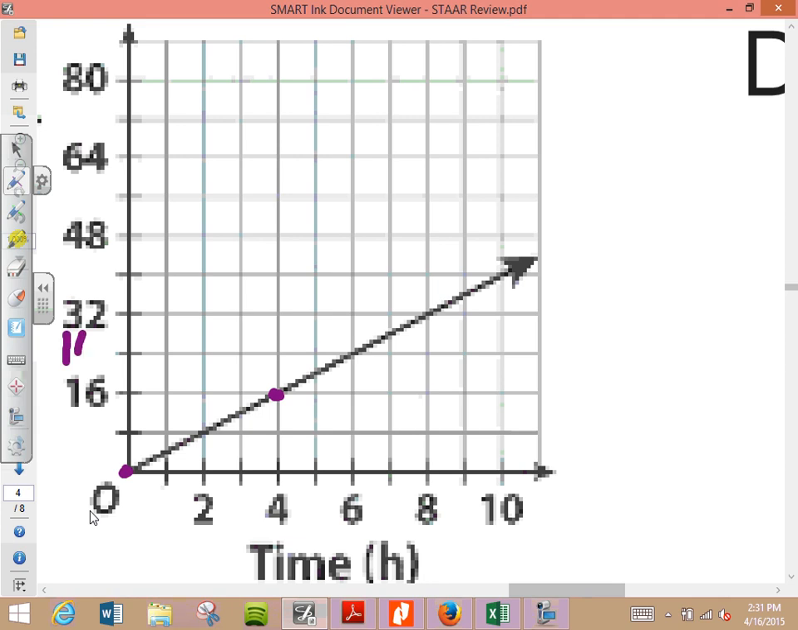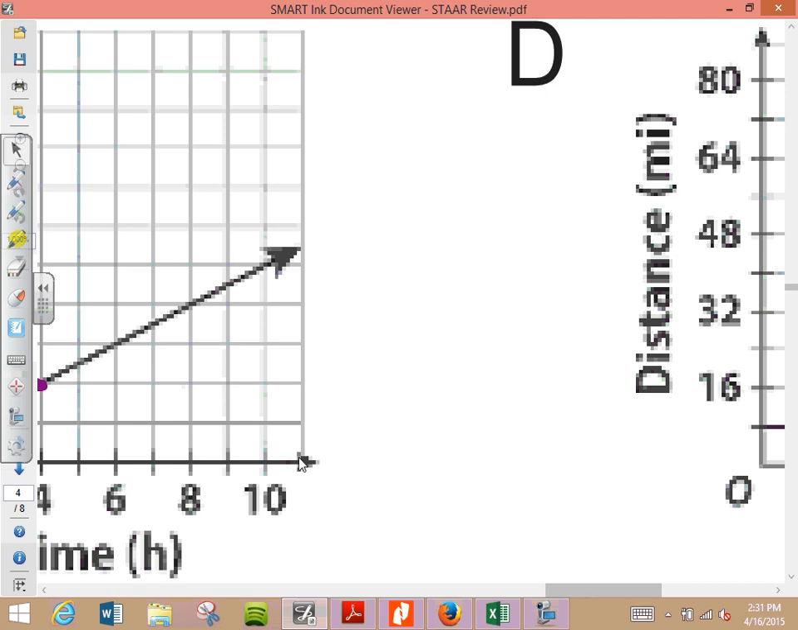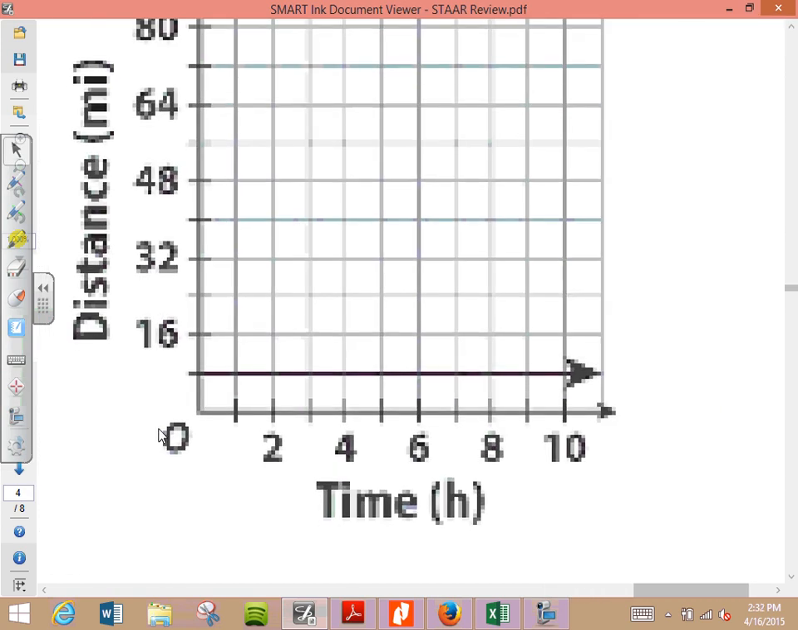And it's 16 over 4. What does that give me? 4. Count. Make sure you count into the axis. That's flat. That won't work.